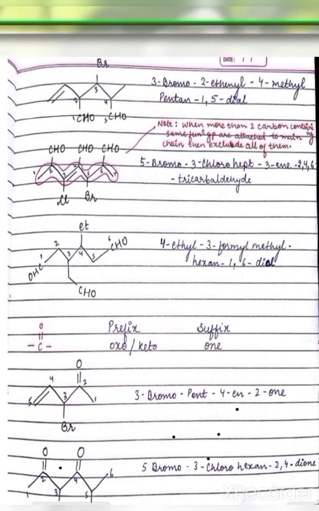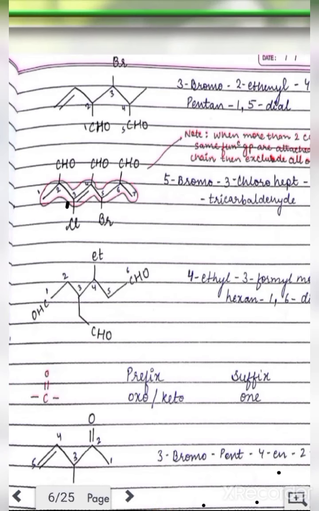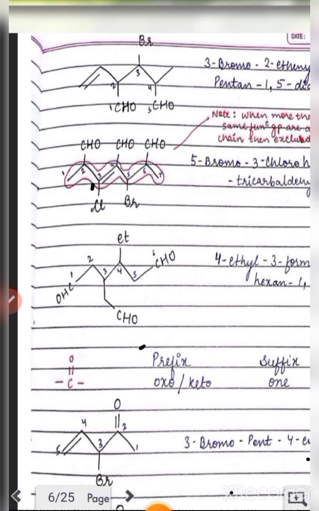Next example is this one. Here the principal carbon chain will be this, because it will include the CHO group, and the numbering is done accordingly. You can look into it. Our next example is this. Next, let us look at this example.